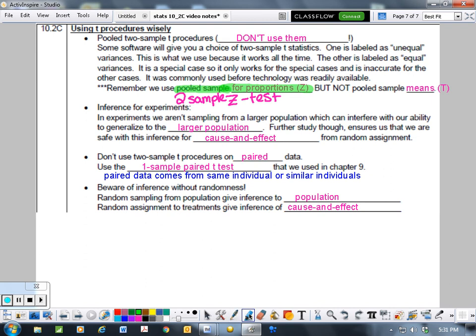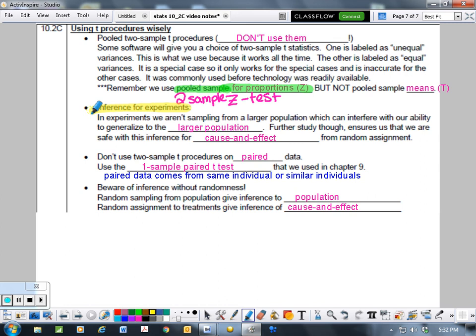Now, just a reminder of your inference for experiments. If you do random assignment with an experiment, then you can establish cause and effect. If you are doing a random sample from the population, then you can infer that to the larger population. So random sample from the population, then I could say, oh, this is how all of America feels. But if I do an experiment, which I usually have to have volunteers for, as long as I do a random assignment, then we can establish cause and effect.